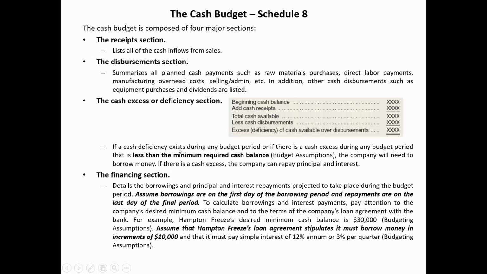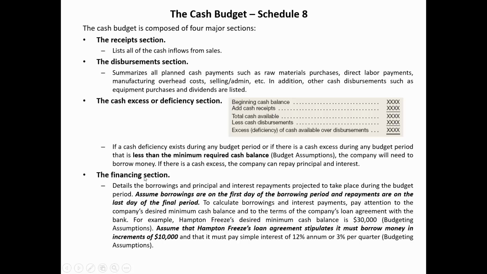If a cash deficiency exists during any budget period, or if there's a cash excess during any budget period that is less than the minimum required cash balance, which from the budget assumptions, I believe is $30,000. So even if there's a deficiency, or if they have an excess but it's less than the minimum required cash balance of $30,000, the company will need to borrow money. If there's a cash excess, the company can then repay the principal and interest if they did borrow any money when they begin to have a cash excess.